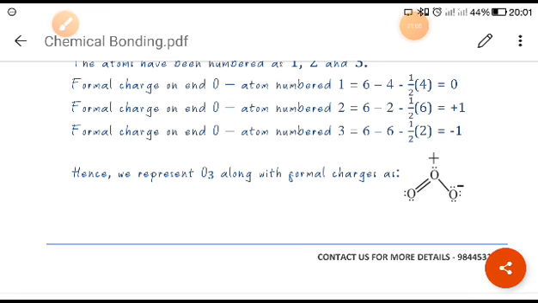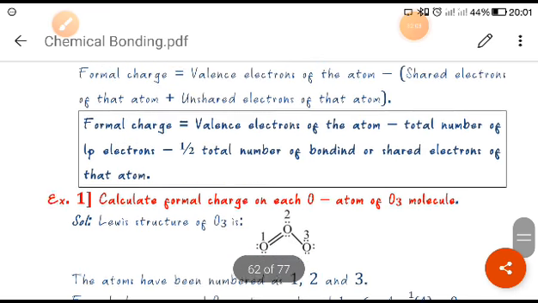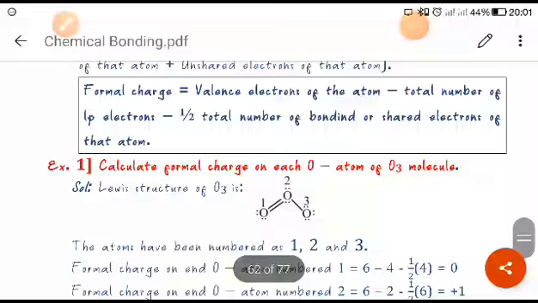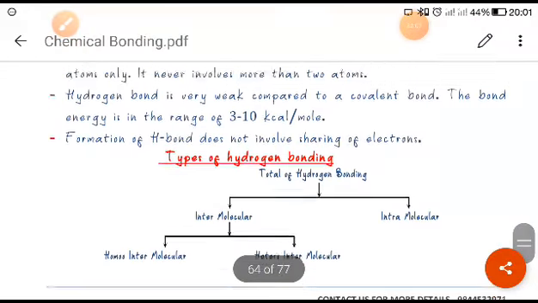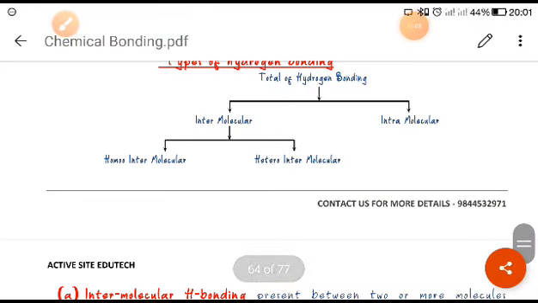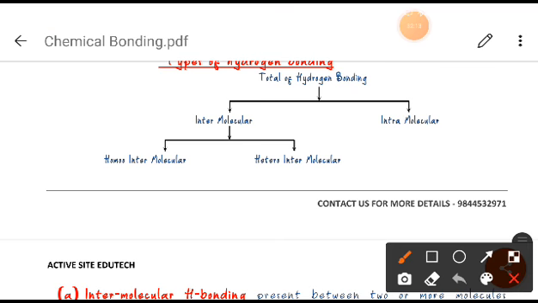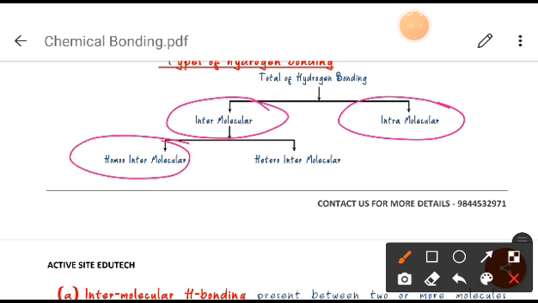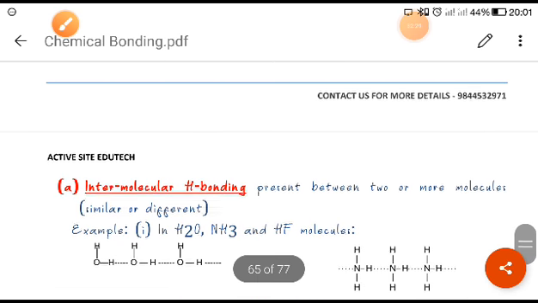Now next we will see the types of hydrogen bond, okay. When we talk about the types of hydrogen bond, there are two types: intermolecular and intramolecular. In intermolecular, there are homo intermolecular and hetero intermolecular. We will see one by one.